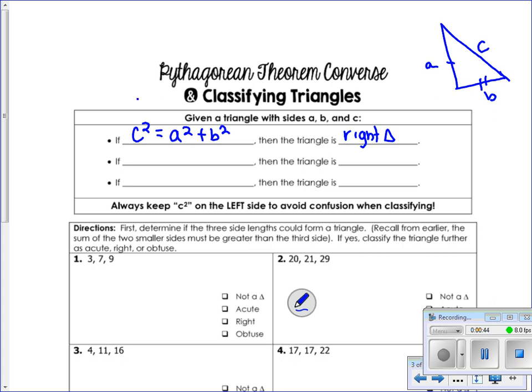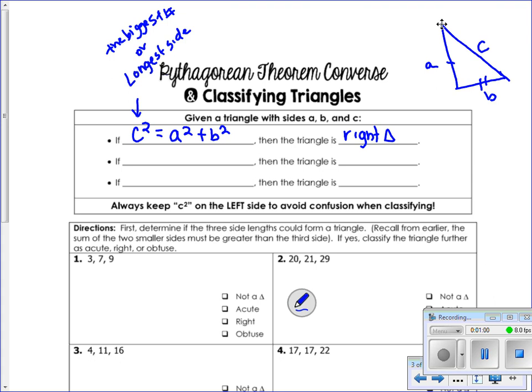If they do, then I know that C squared equals A squared plus B squared. Now C is my longest side. It's always the biggest number. It's the longest side or the biggest number in a group of three. It is the biggest number.